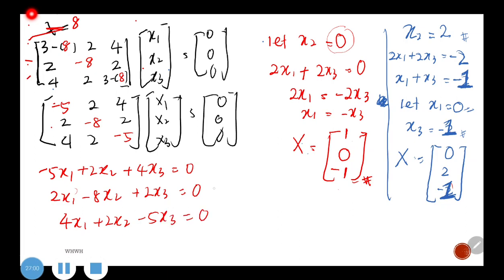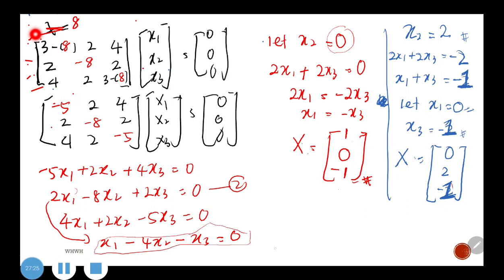Let's try to simplify the second equation. It looks easier; the others can't be factored. So we divide by 2, and we get x1 minus 4x2 minus x3 equals 0. Let's guess a value that will satisfy equation 2. What shall we let x1, x2 and x3 be? If we let x1 equal 1, it seems a bit difficult. Okay, let x1 equal 2. Any value that satisfies the condition, you can assign. I let x2 equal 1, and x3 equal 2 as well.